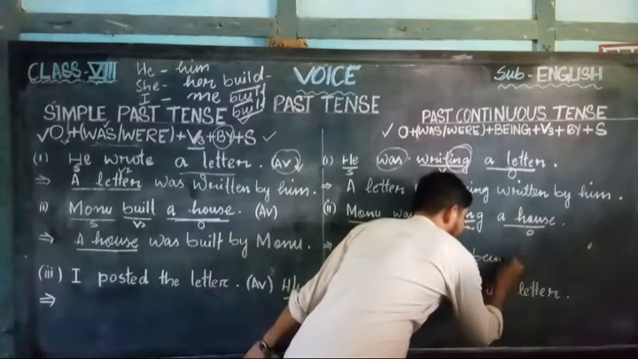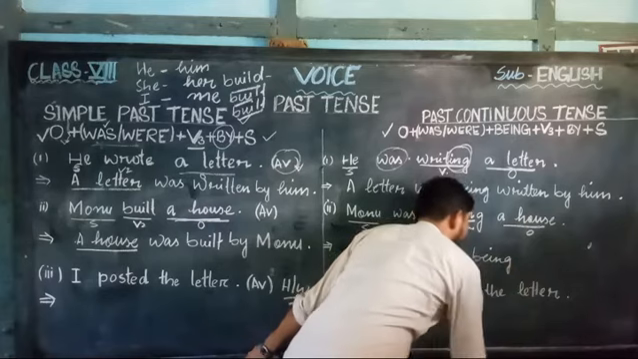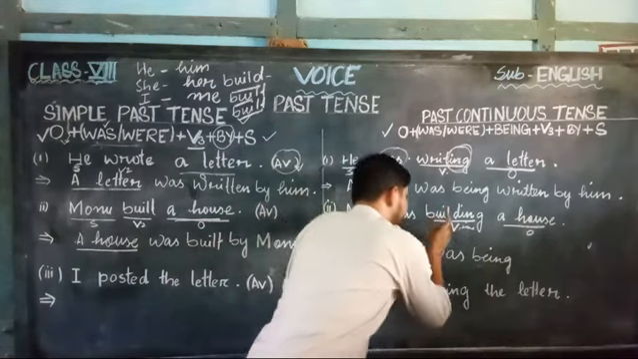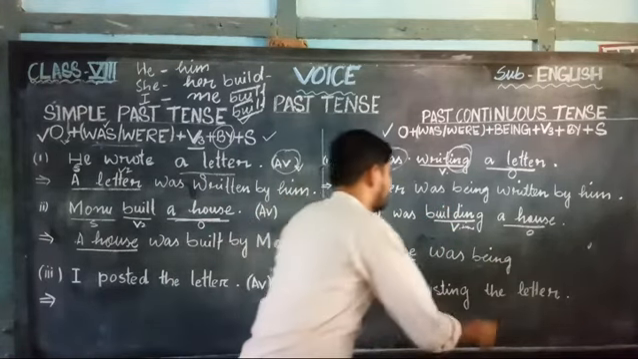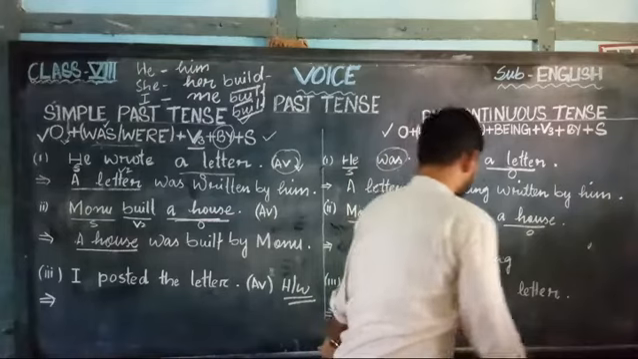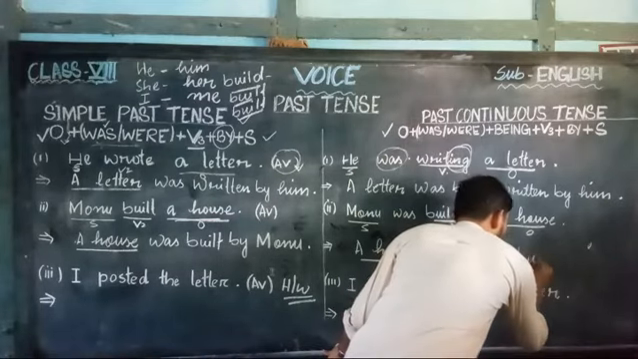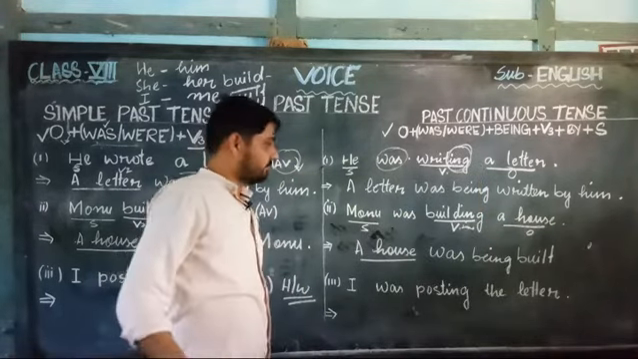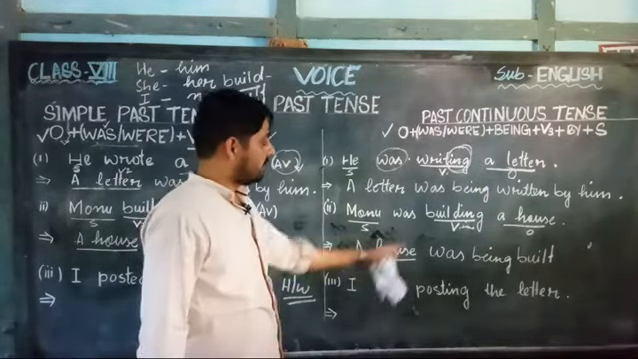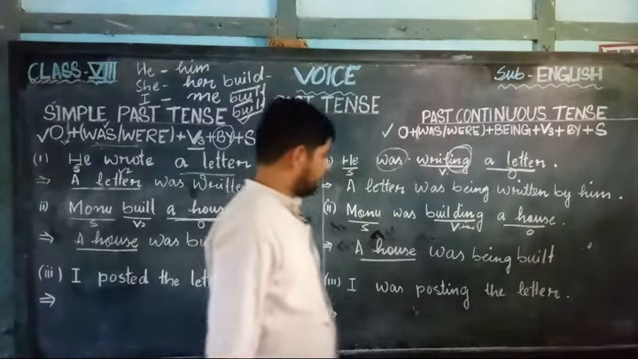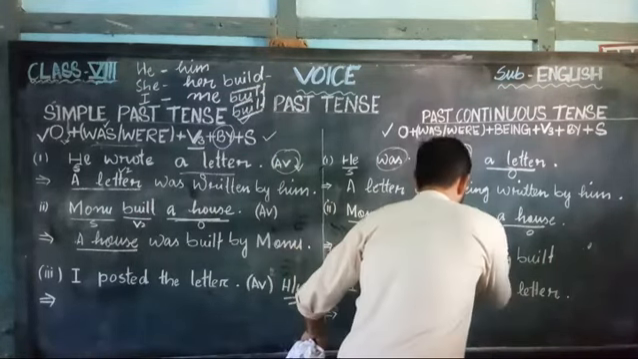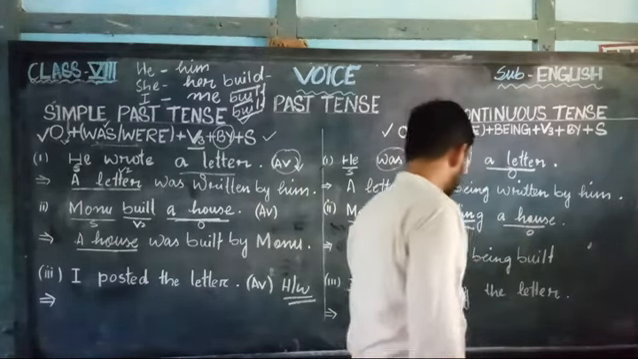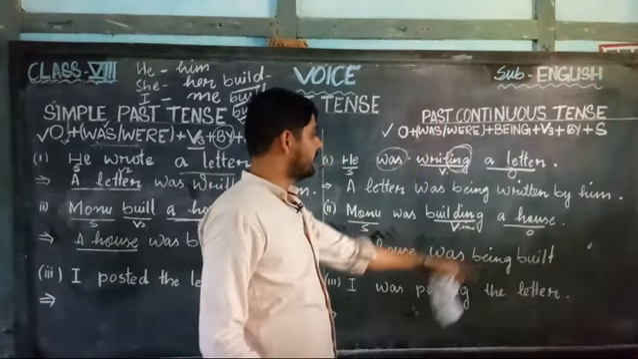Just look at the rule. After being, what is there? After being, the third form. So you will change this build to the third form. What is the third form of build? The third form of build is built. That d will change to t. So the third form of build is built. A house was being built.